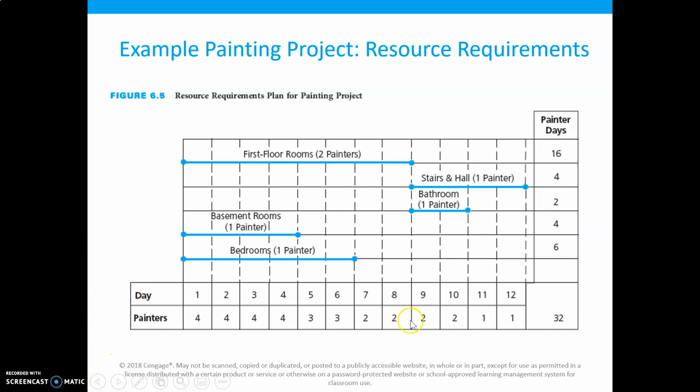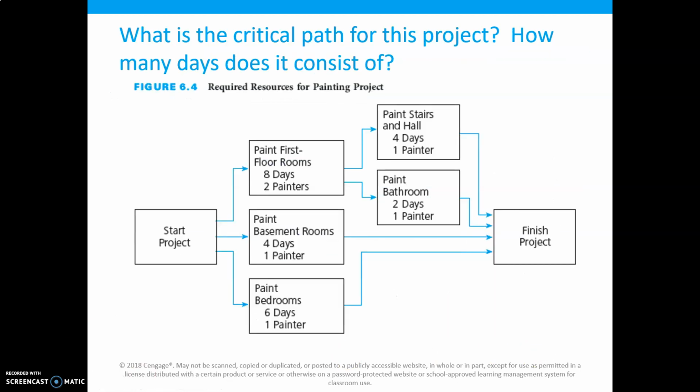But the problem here is that at the beginning of our project, we require 4 painters, then 3, then 2, then 1. So imagine if you own a business where you paint houses, you're going to want to try to be as efficient as possible. And what you're going to want to do is try to spread out your painters so you have the same number of painters all throughout the project. This is called resource leveling. So let's look at an example.